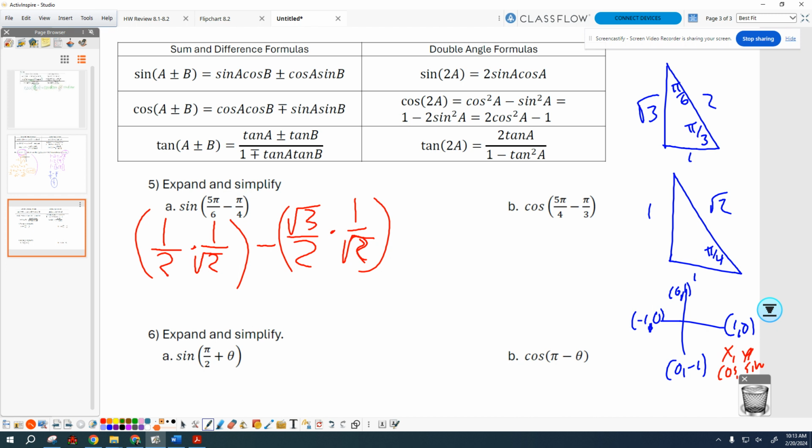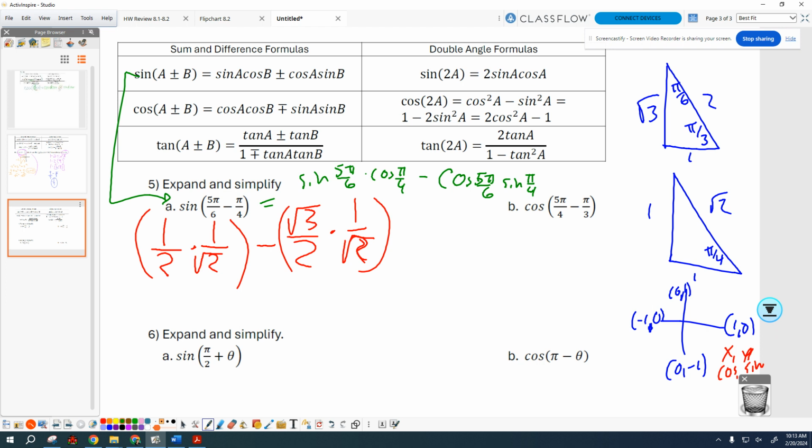Tycho, using the formula, how does this expand? Sine A, well, sine 5 pi over 6, and then cosine B minus... the signs match, it wasn't subtracting there, it's subtract there. Alright, minus cosine 5 pi over 6 times sine 5 pi over 4. Okay, so now let's check. You guys okay with expanding? I give you the formula, you just need to expand.